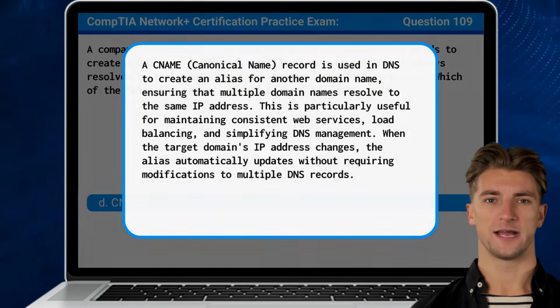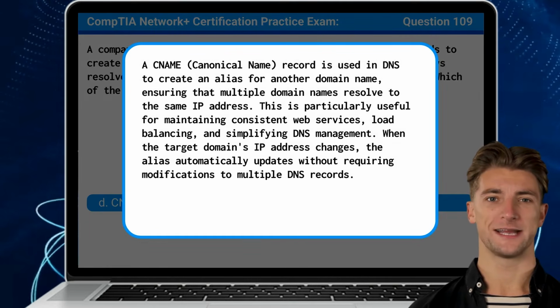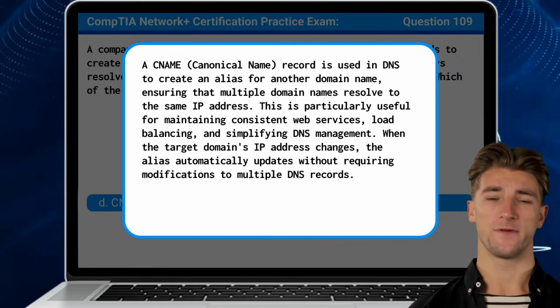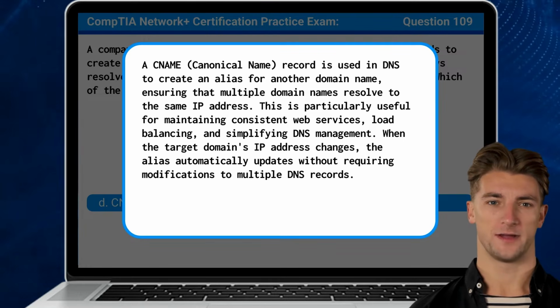A CNAME, or canonical name record, is used in DNS to create an alias for another domain name, ensuring that multiple domain names resolve to the same IP address. This is particularly useful for maintaining consistent web services, load balancing, and simplifying DNS management. When the target domain's IP address changes, the alias automatically updates without requiring modifications to multiple DNS records.